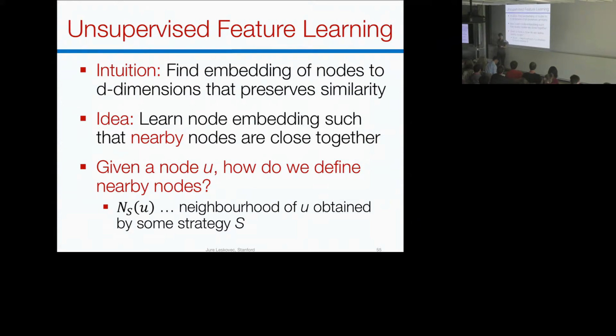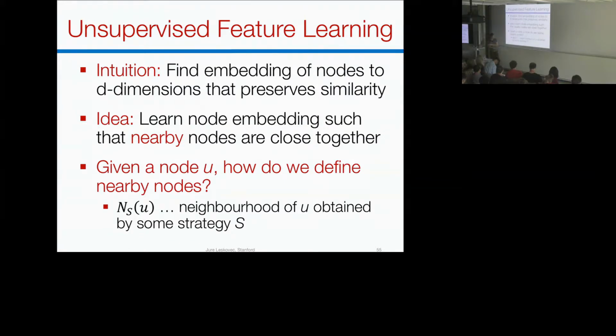Okay? So what I would like to do is learn coordinates for every node of the network. The way to say this is I want to find an embedding of nodes into d-dimensional space, and I want to preserve some structural similarity between the nodes. Okay? And the idea now is, how do I come up with an objective function that quantifies this preserved similarity? So I want to learn the embedding in such a way that nearby nodes are embedded close together. If two nodes are close in the network, they should have similar feature vectors.